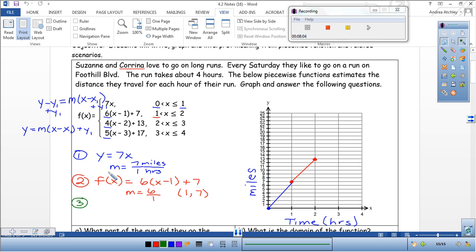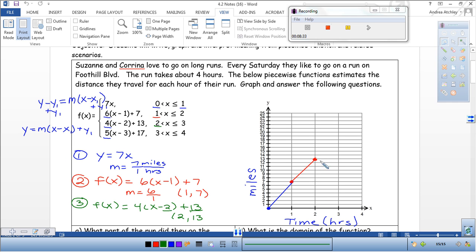Okay, our third equation now is f of x equals 4 times the quantity of x minus 2 plus 13. My point is 2 and 13. We change that sign to a positive 2, and then 13, and that's where I'm going to begin. This also tells you I'm starting at 2 for x, my second hour. Anyone confused? Need some help.